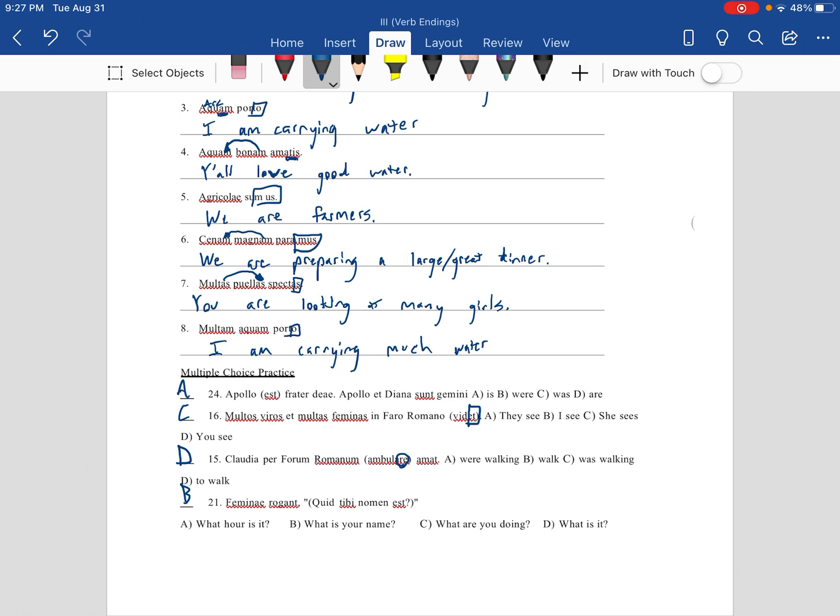All right, so the big takeaway from this are the verb endings. O is I, S is you, T, he, she, or it, mus, we, tis, y'all, nt, they. Start getting really, really familiar with them because we are going to see them for the rest of Latin. All right, if you have any questions, let me know.